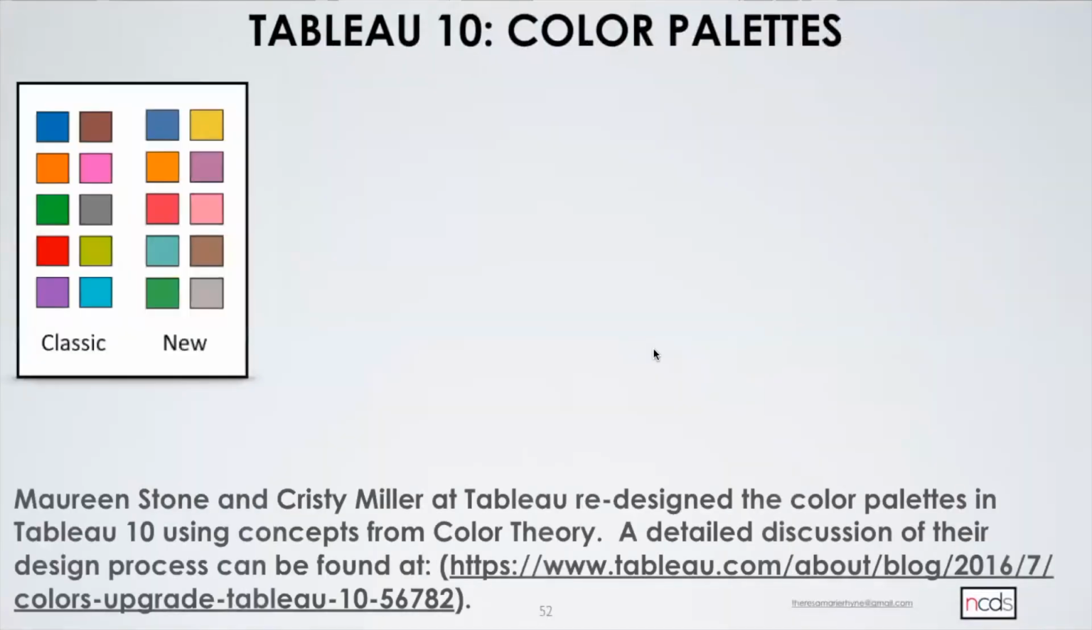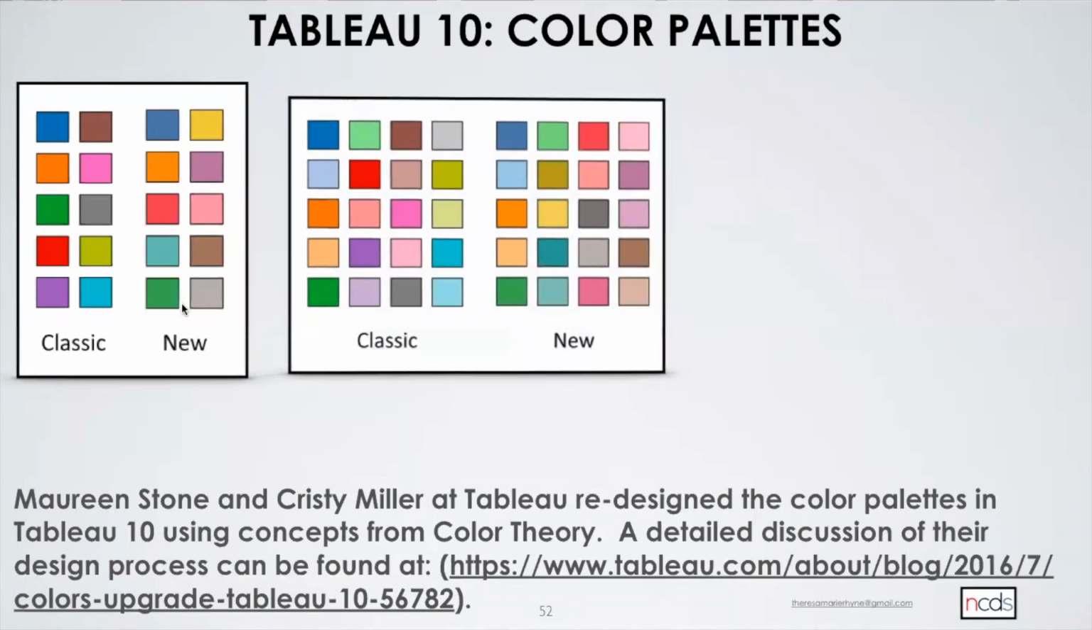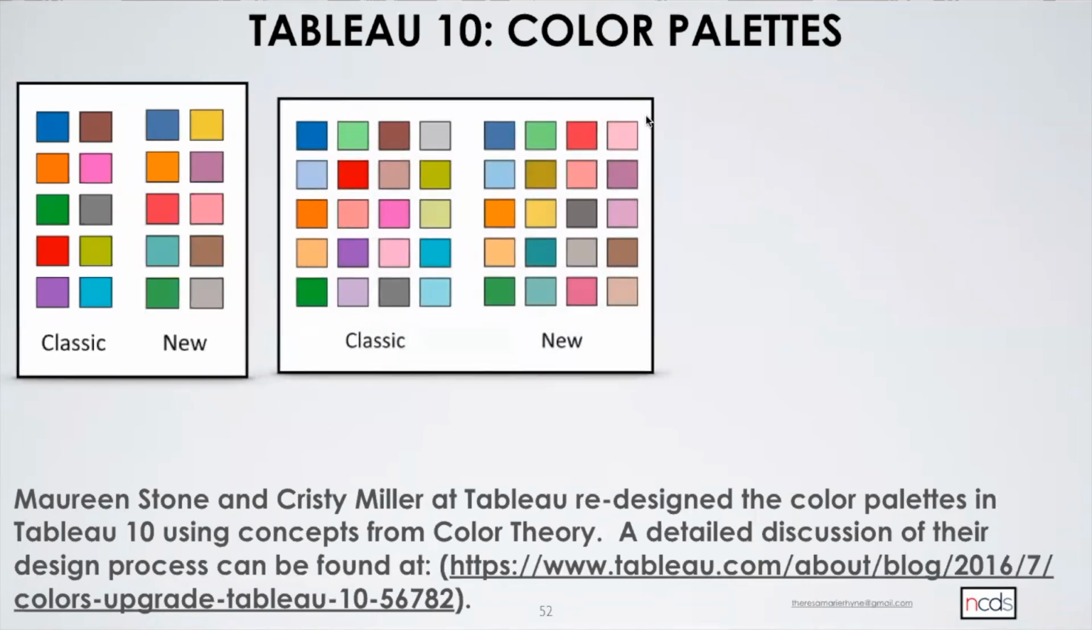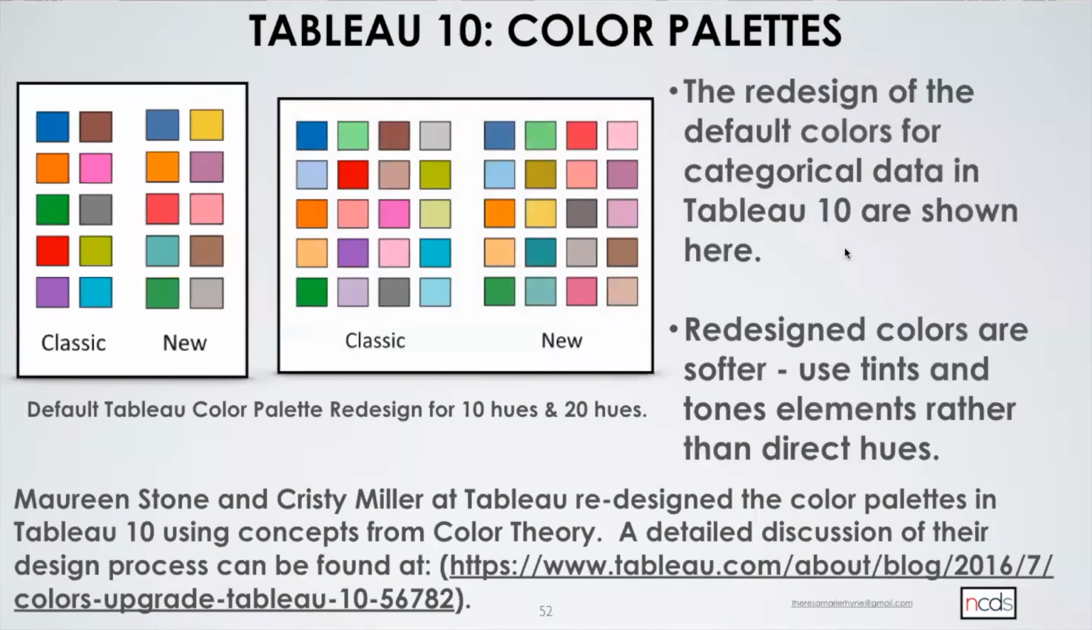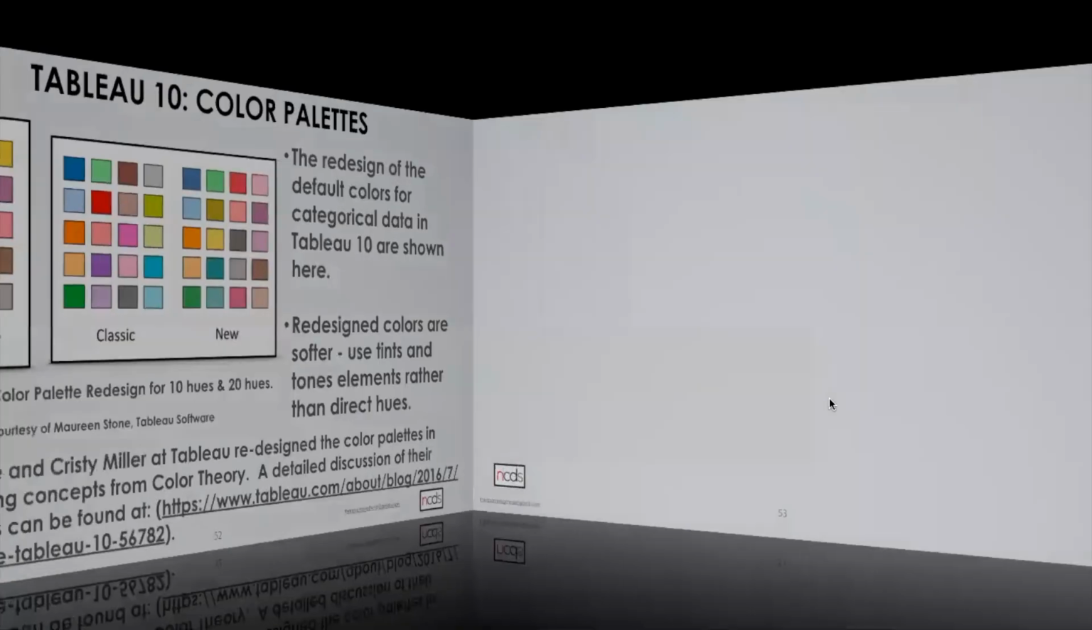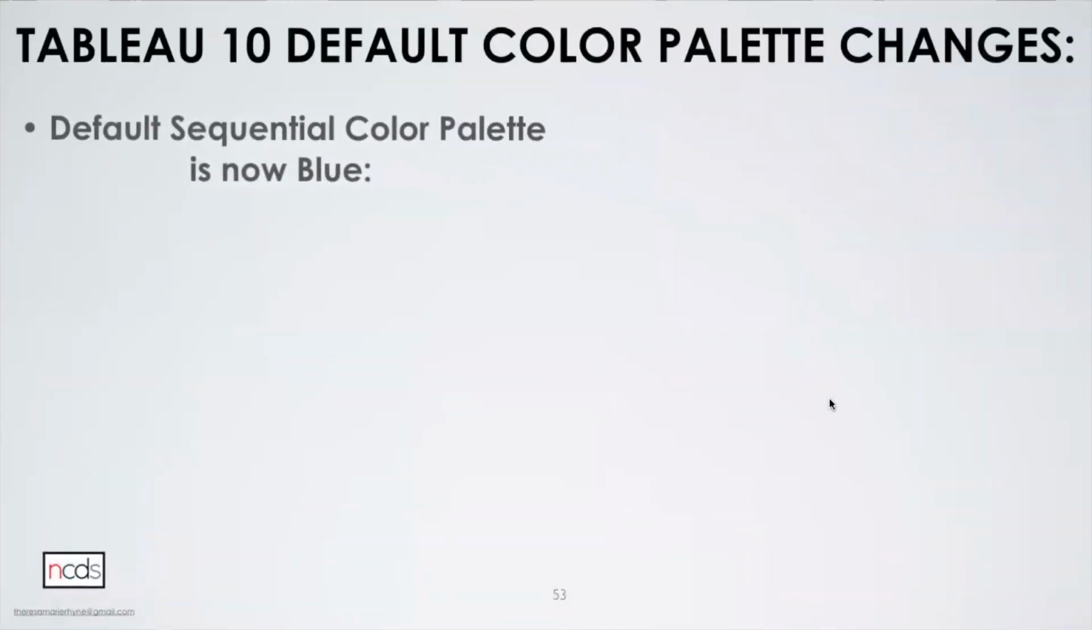Just to see how Tableau did it, this is the Tableau Classic. What they did was take Brewer's color maps, then they developed a new color palette in Tableau 10. Recently, in about 2016, they did a new color mapping, and this is their classic and their new. They have an article written on it if you want to research it further. The redesign of the default color maps uses tints and tone elements to create more direct hues. That goes back to what I covered earlier in my lecture.